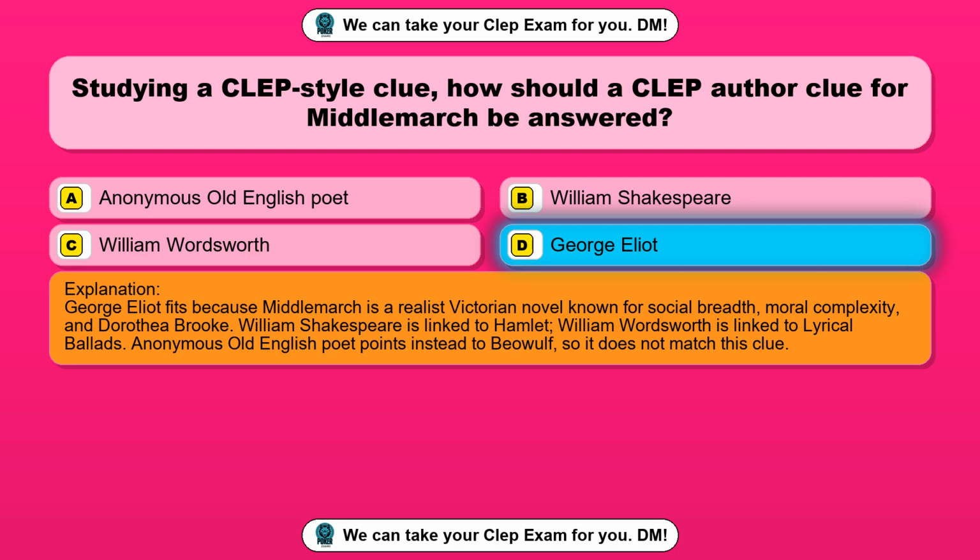George Eliot fits because Middlemarch is a realist Victorian novel known for social breadth, moral complexity, and Dorothea Brooke. William Shakespeare is linked to Hamlet, William Wordsworth is linked to Lyrical Ballads. Anonymous Old English poet points instead to Beowulf, so it does not match this clue.